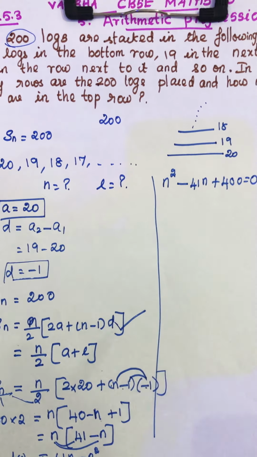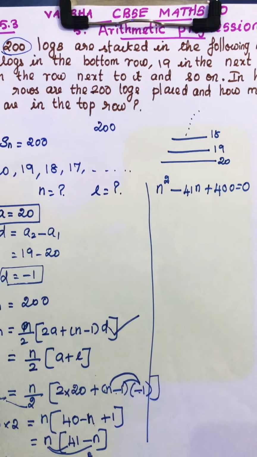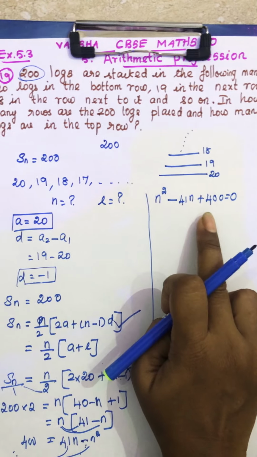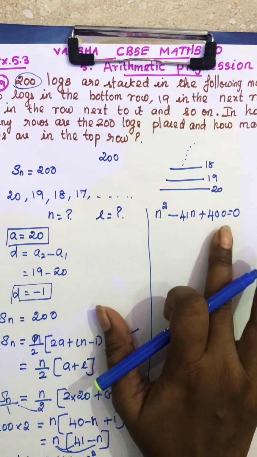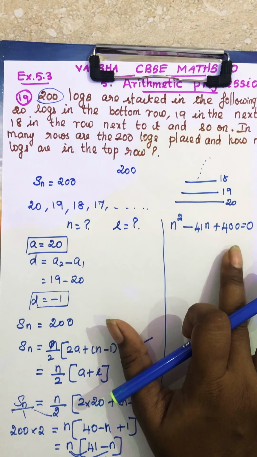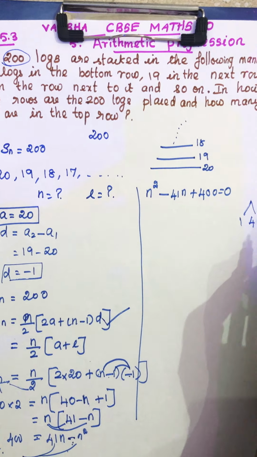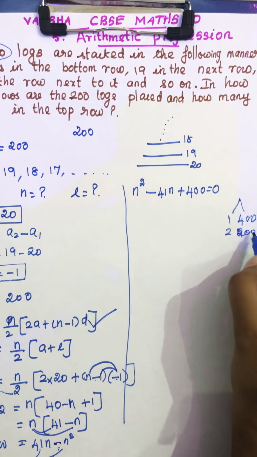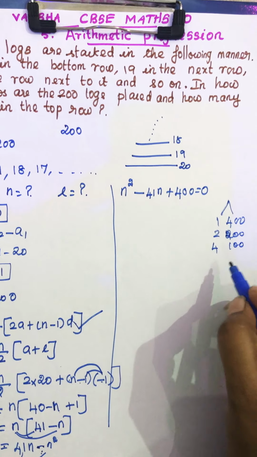equal to 0. Okay students, now you have an equation, so you have to split that, factorize that equation. So how will you factorize this equation? Here this is 400. 400, if you factorize it in 2 times, 1 and 400, 2 and 200, so 4 times 100, so it goes long students.